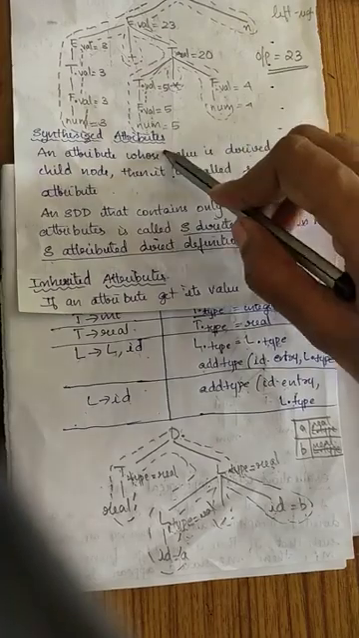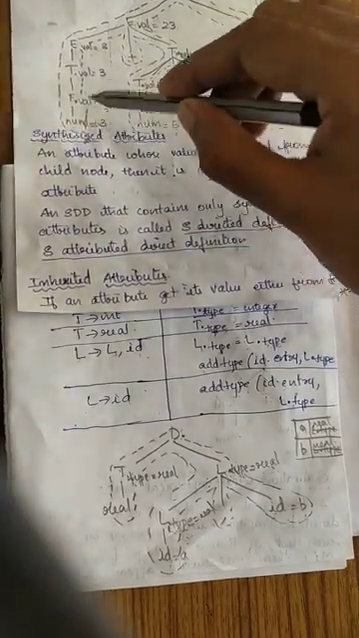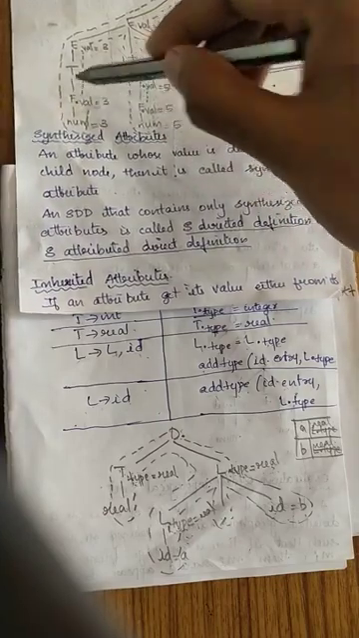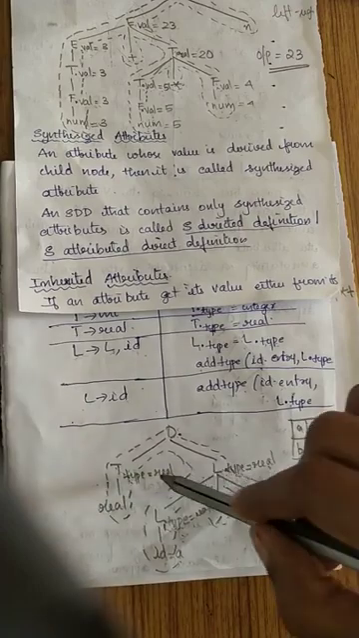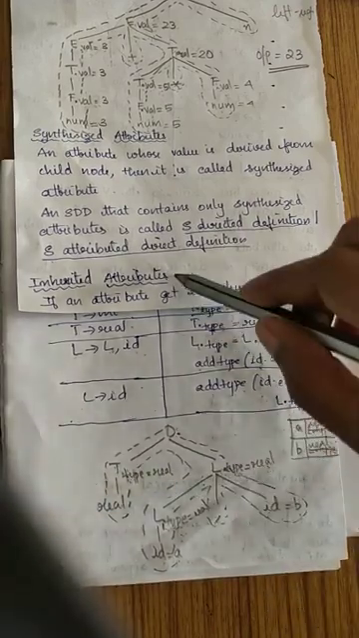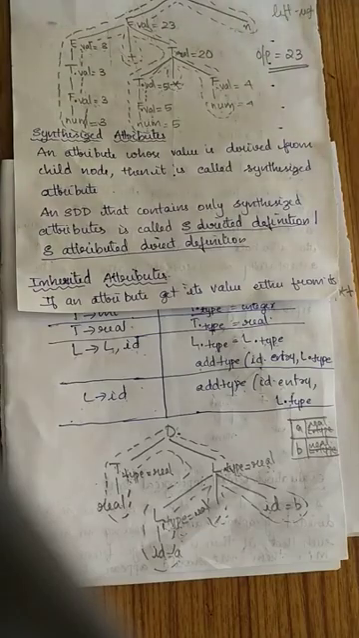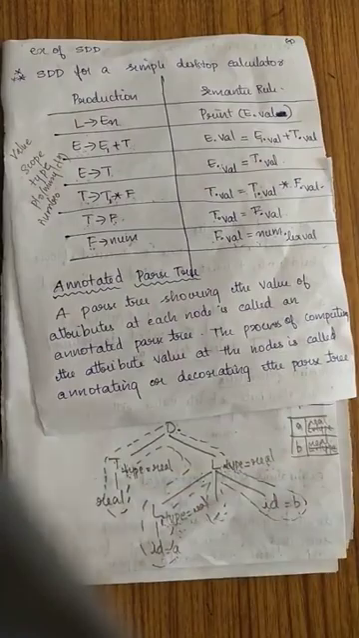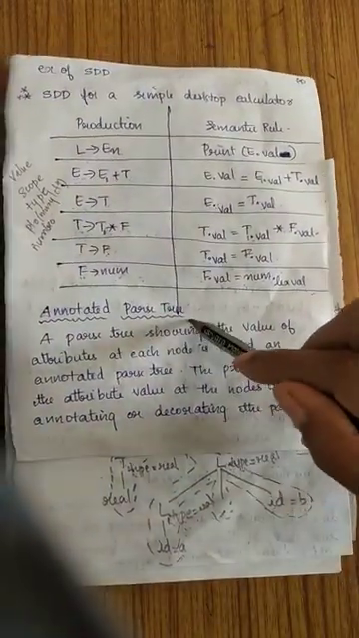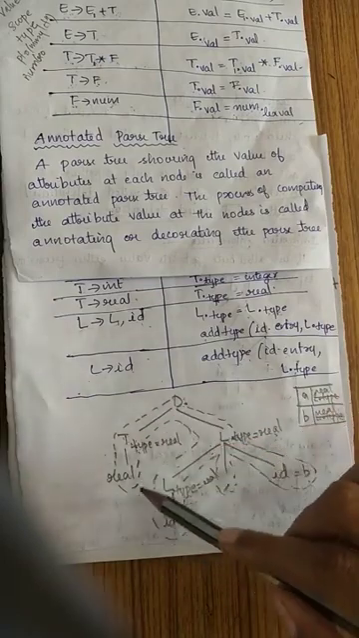So what is a synthesized attribute? If an attribute gets its value from its child node, then that attribute is a synthesized attribute. If an attribute gets its value from its parent or from its siblings, then such attributes are called inherited attributes. A few other terms you have to keep in mind is about an annotated parse tree. What is an annotated parse tree? So this is an example for an annotated parse tree, that is decorating the parse tree.